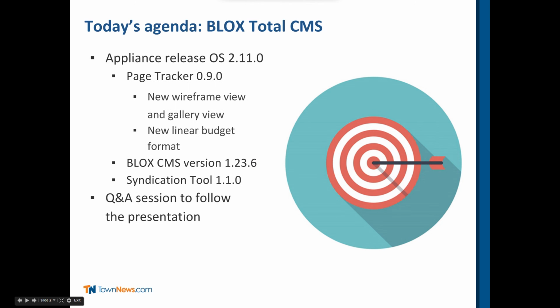So here's our outline for today. We are going to primarily concentrate on new page tracker features. This is Page Tracker 090. That's part of the appliance release 2.11.0, and that is currently in use at 3 sites and is available for beta installation. I expect the general release to be any day now, so we're very close on it.